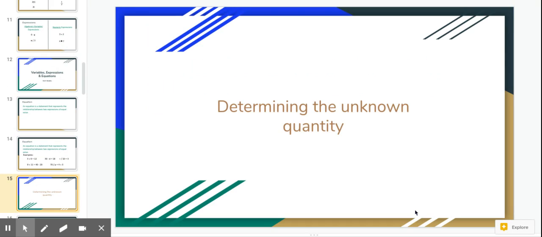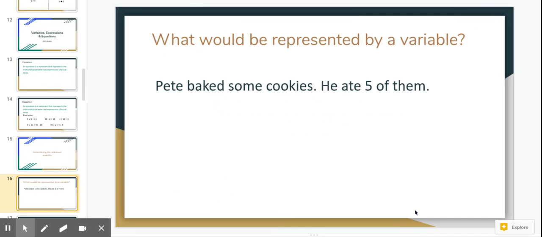You're going to be practicing writing equations and expressions yourself, but before we can do that in algebra, we have to be able to figure out when we're going to use a variable, what unknown amount is going to be represented by the variable. And let's talk about what that means. What would be represented by the variable in this example? Pete baked some cookies and he ate 5 of them. Take a minute to think about what will be represented by a variable. What is the unknown amount that you have to use a variable for? Pause the video here and write it down, and then resume the video when you're ready.